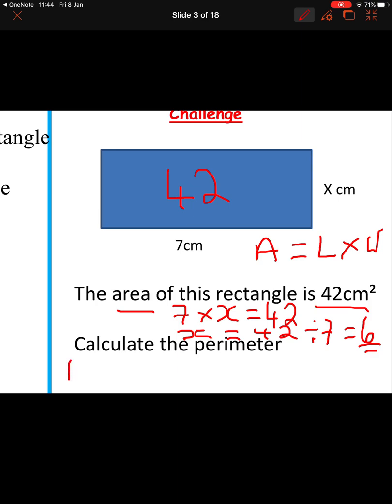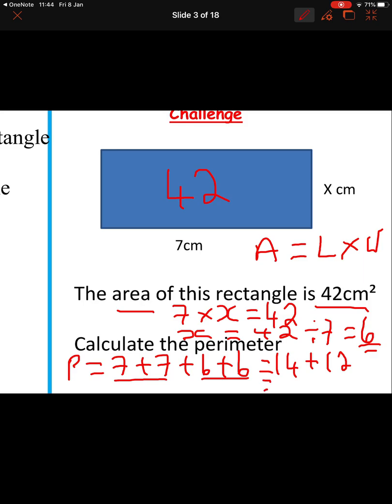Okay, you should put centimeters on the end, but I'm running out of room. The perimeter is the distance all the way around. So we should have 2 lots of 7 and 2 lots of 6. I would really like you to get used to doubling the lengths and doubling the widths. So that's 14 plus 12. And that should give us an answer of 26 centimeters. Okay?